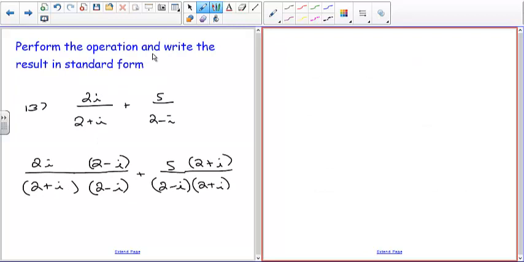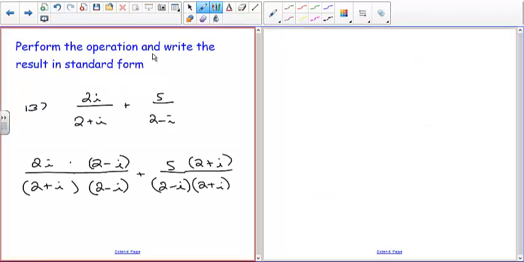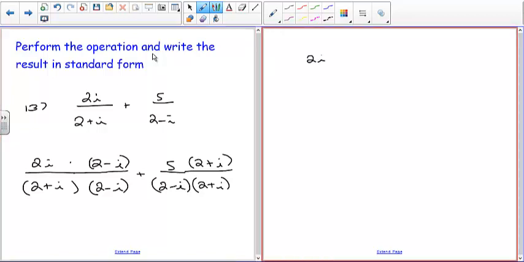Okay, so let's multiply this stuff out. Here we can just distribute the 2i to each one of those. So you'll get 2i times 2, so that's this first product. Then you'll get negative i times 2i. So negative i times 2i. Okay, so that's the first.